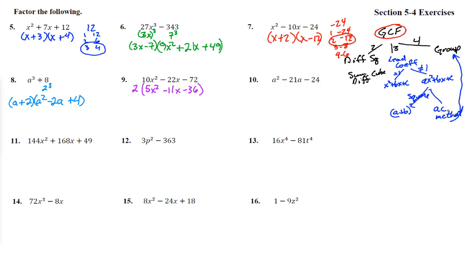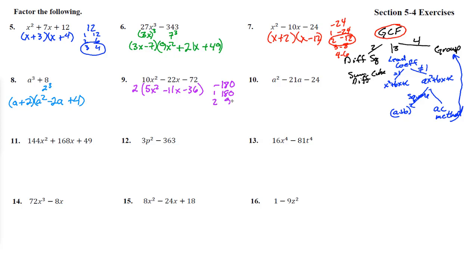So we will have to do this AC method, where you take A times C. 5 times negative 36 is negative 180. Now we have to find the pair of factors of 180 that add to negative 11. So let's go through them. 1 and 180.